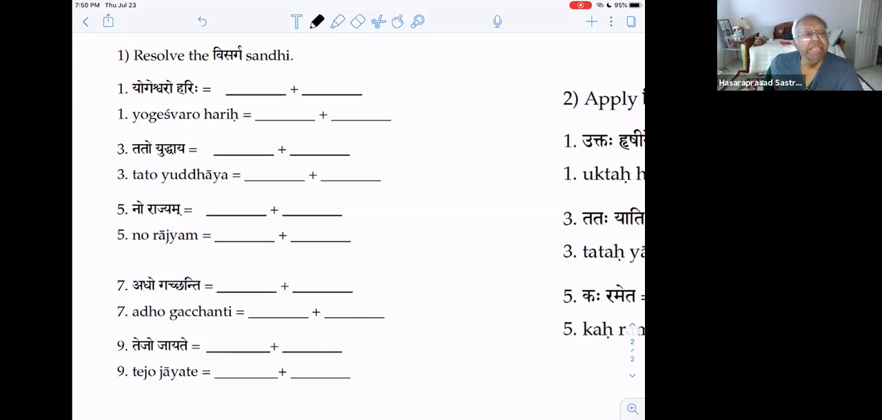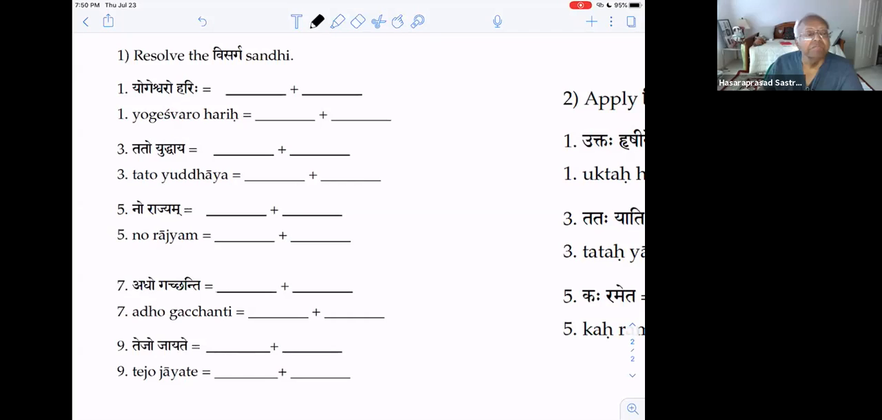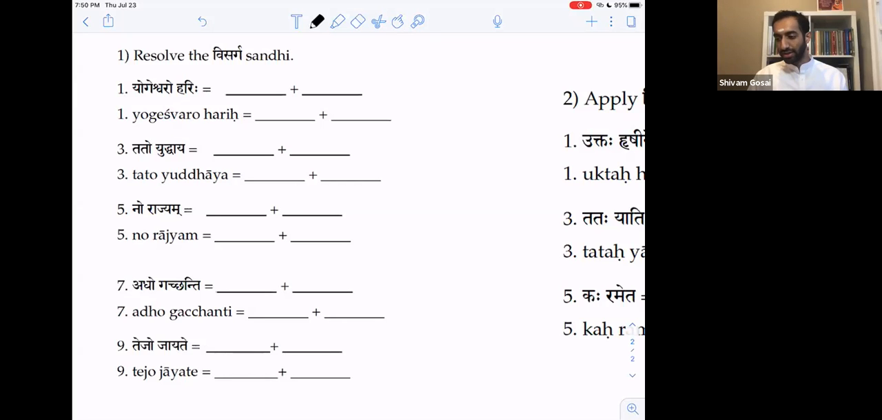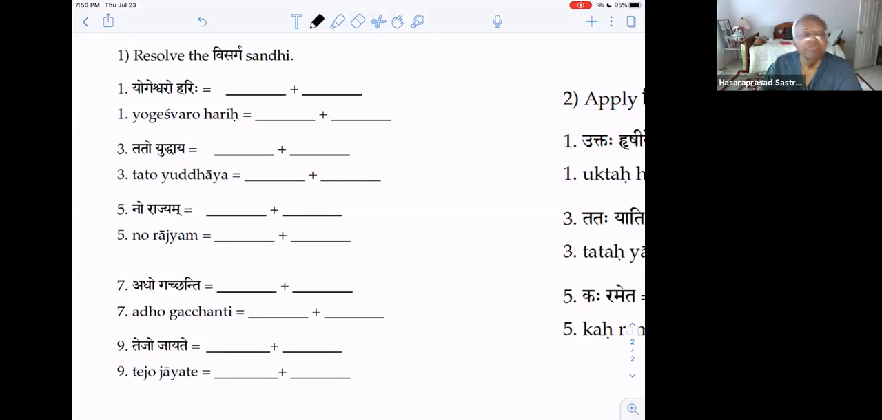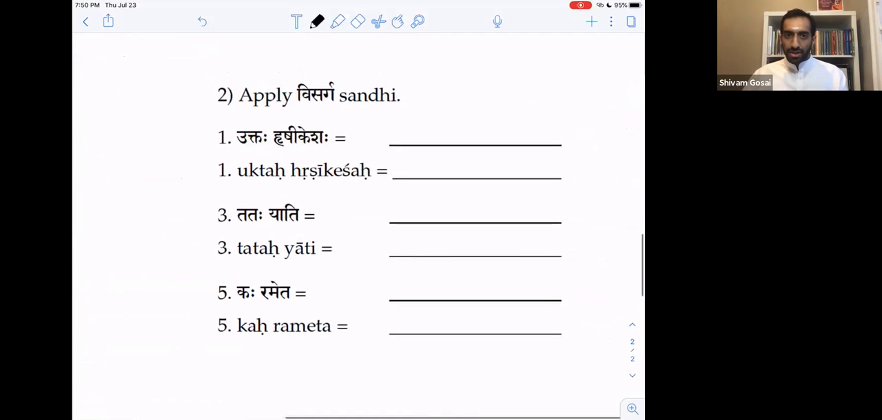Number 3? Number 3 is Tataha Yuddhaya. Great. Number 5 is Naha Rajyam. Naha Rajyam. Great. I love that people are putting it in the group chat as well. Thank you, Harprasadji. I'm going to put you on mute. Applying Visarga Sandhi.